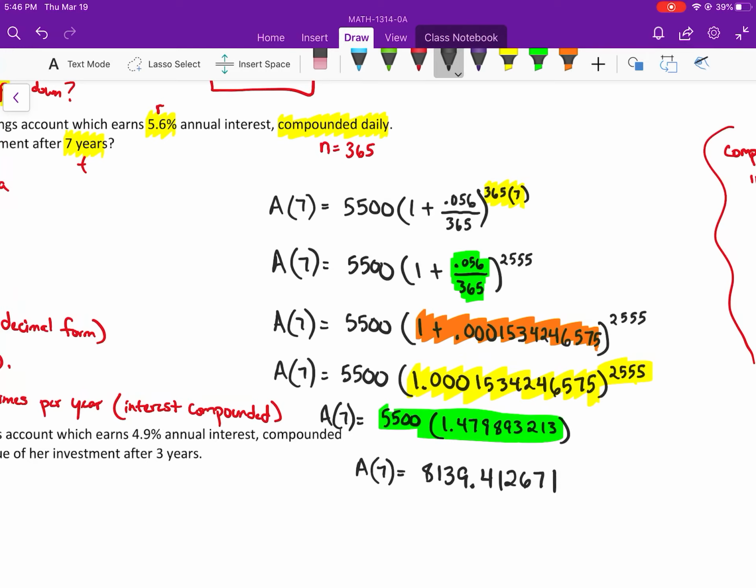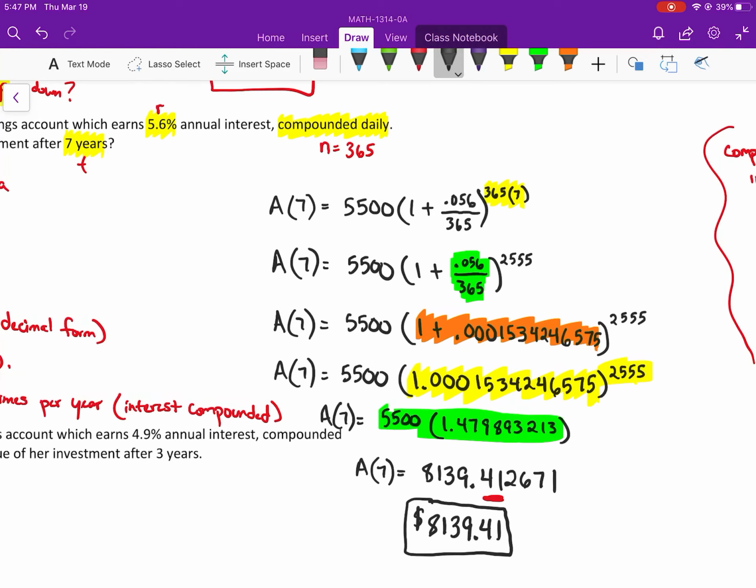$8,139.412671. Okay, and so when we're dealing with money, of course, we need to round this to 2 decimal places. All right, so that looks like that's going to stay 41 cents. So after 7 years, it looks like she has $8,139.41, which happens to be her answer.